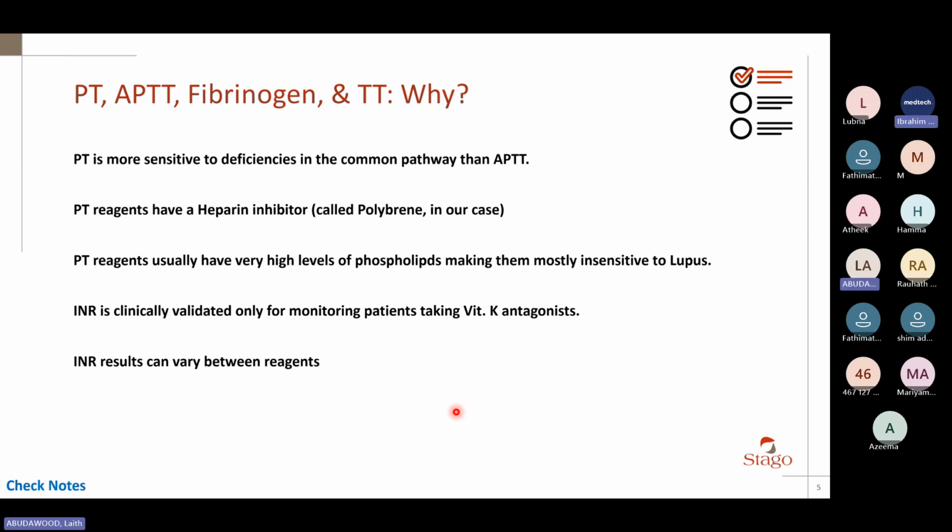Are these basics clear? Does anyone have a question? Continue. Okay.